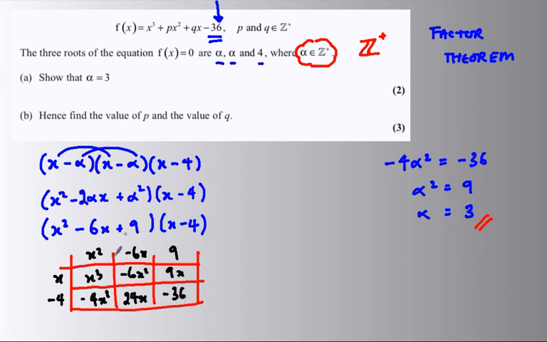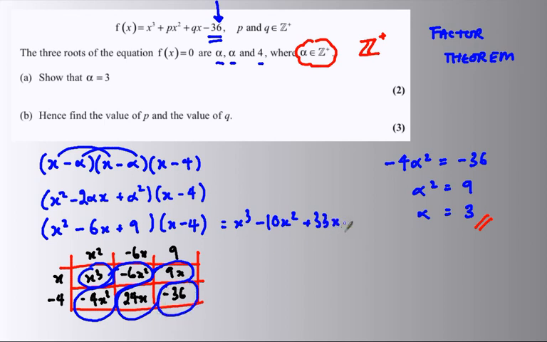and then all I've got to do is put these together. So what I've got, x cubed minus 10x squared, 33x, and the bit we used a minute ago, the minus 36, and there we go, and that's telling me that p must be minus 10, q equals 33, and as we knew, alpha is 3. Problem done.